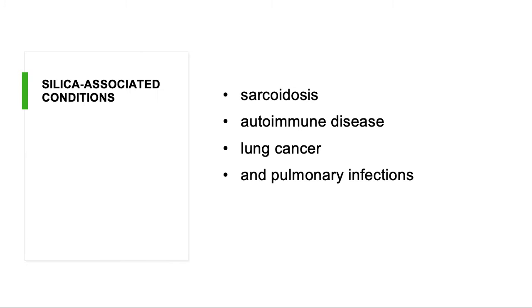Apart from silicosis, silica exposure is also associated with a range of other respiratory and non-respiratory conditions, including sarcoidosis, autoimmune disease, lung cancer, and pulmonary infections. Epidemiological studies have noted an association between silica exposure and sarcoidosis. In one of the most systematic reports, a study of 2,187 silica-exposed iron foundry workers in Sweden noted an excessive incidence of sarcoidosis, in particular among those with high exposure to silica dust.